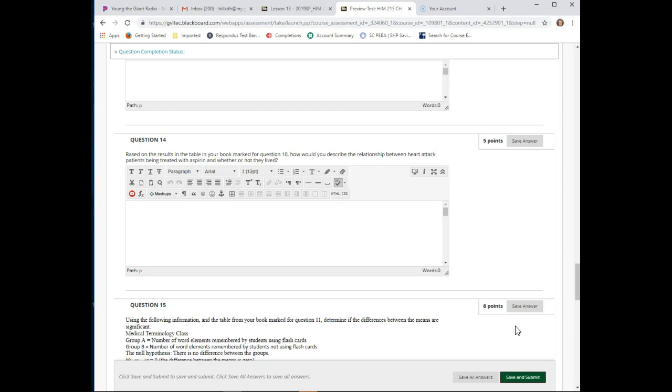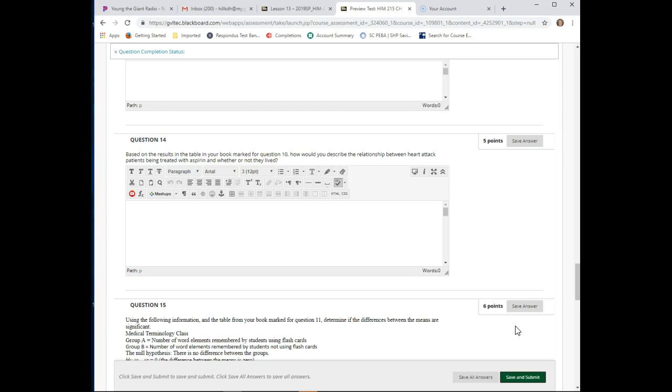However, the chi-square test tells us more, that there is a less than 1% chance that the null hypothesis is true. Basically, that there's no difference between taking aspirin and not taking aspirin. The results are statistically significant. There is a relationship between male heart attack patients who lived and took aspirin.